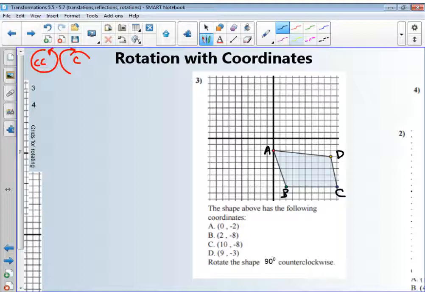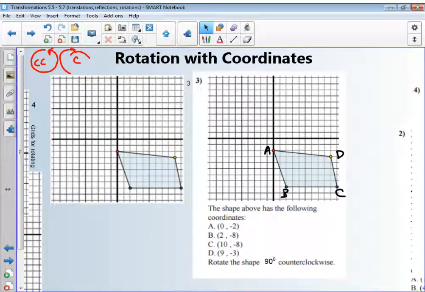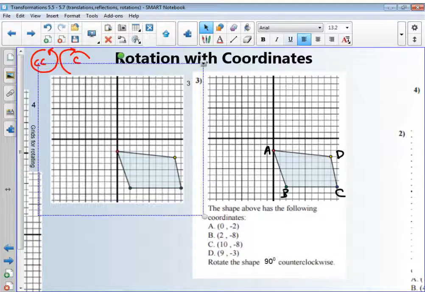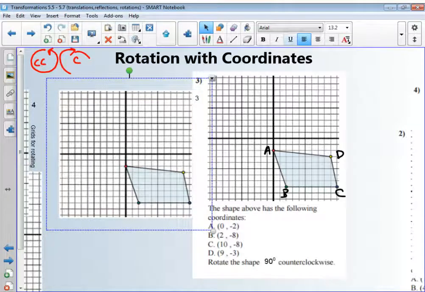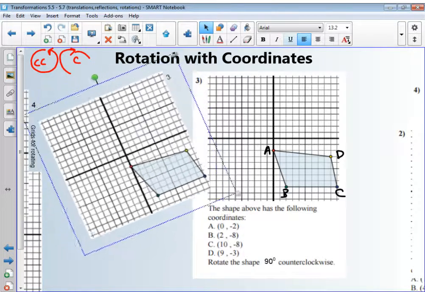Okay, so we're going to go ahead and rotate. This time on your worksheet, this may still say 180. In case I forget to change it, we're going to go ahead and do a 90-degree counterclockwise just so that we can practice something other than a 180. Okay, so I have 90 degrees counterclockwise that I want to rotate this. Okay, so 90 degrees counterclockwise is this way.